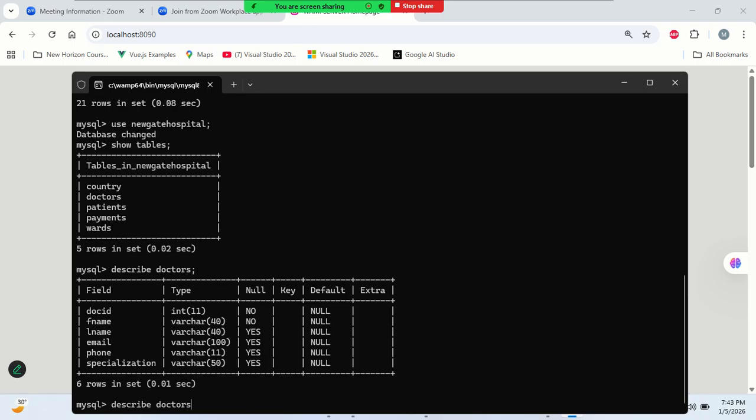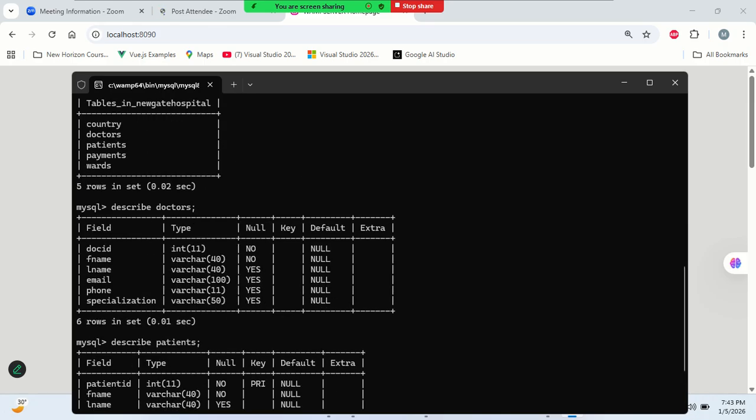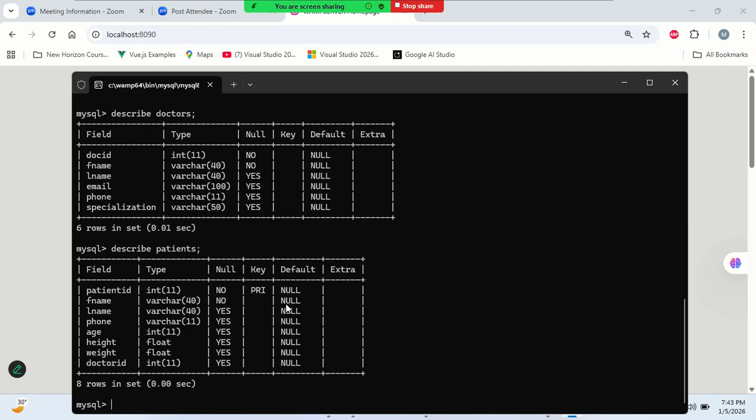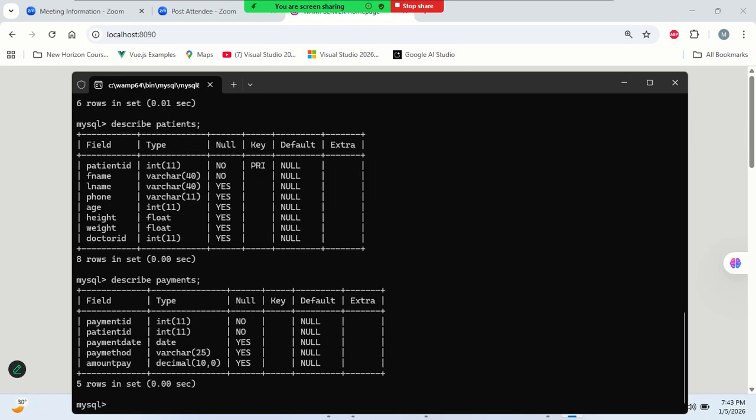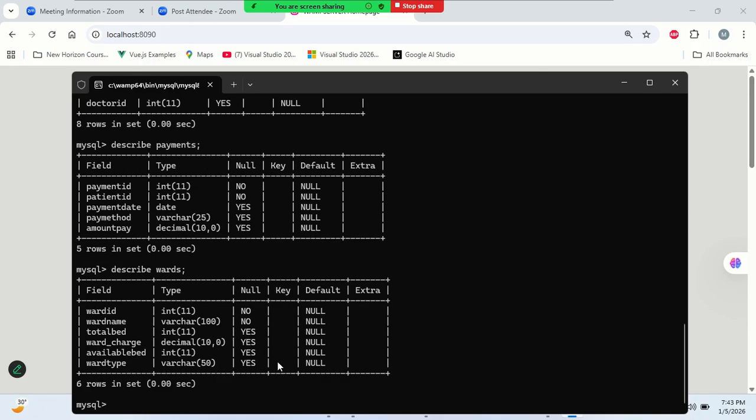Okay, let me check the second table, which is the patient table. The patient table has a primary key constraint. Let me also check the next tables, which are the payment table and the ward table. The payment table does not have any key. And what about the ward table? The ward table did not have any key either, simply because this table was already created.